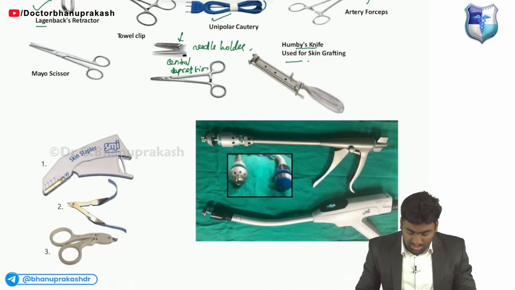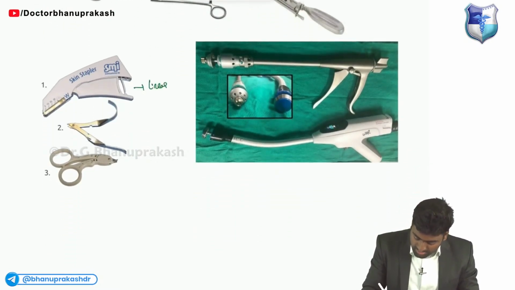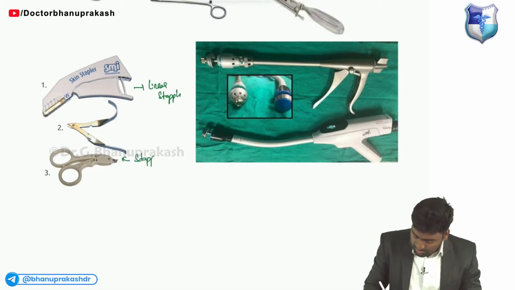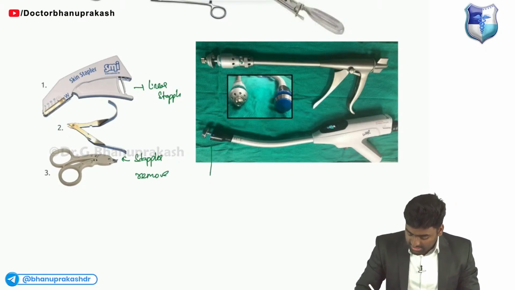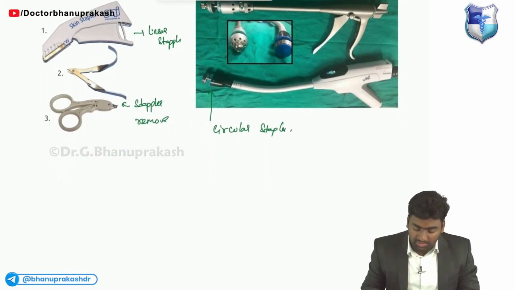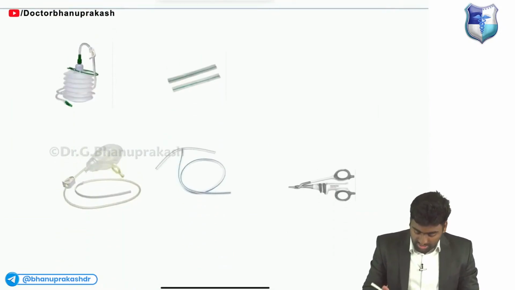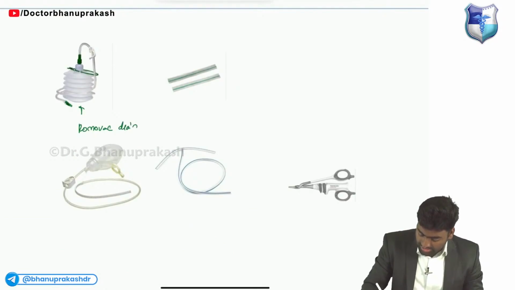Very confusing IBQ. Which one? This is the linear stapler. And this one is the stapler remover. The stapler is used for closure of the abdominal wall and skin. And this is the circular stapler, which is used for bowel anastomosis. Then this is the Romovac drain, and this is the open drain, which is the corrugated drain.